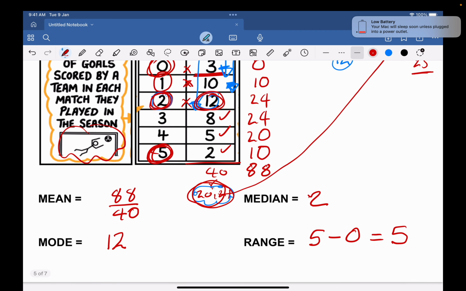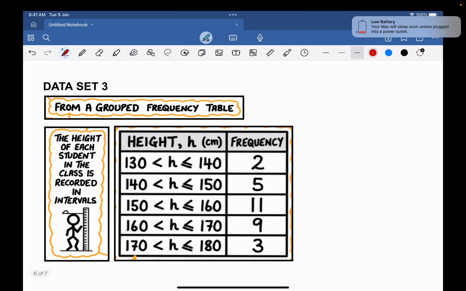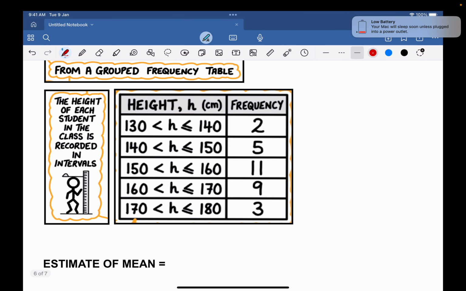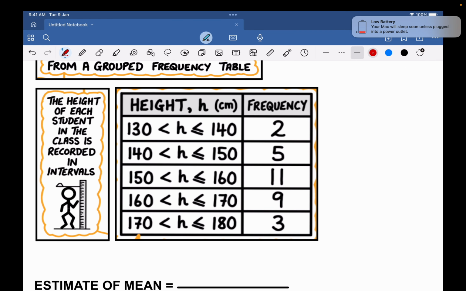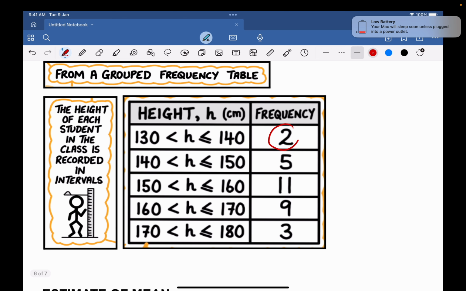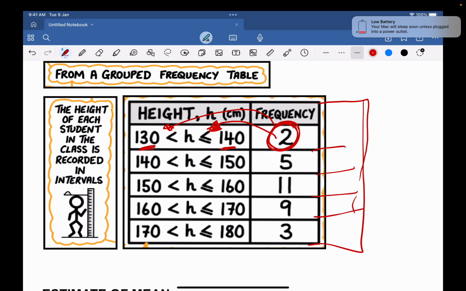So now we go on to the final question. Again, nothing with a calculator just yet, but we will do it. Now for this final one, can you see that we have 2 people, and they are somewhere between 130 and 140. It's possible that these 2 people could be very close to 140. It's possible that these 2 people don't know. So what we do is we give them the middle value, right? So we give them halfway, which is 135.